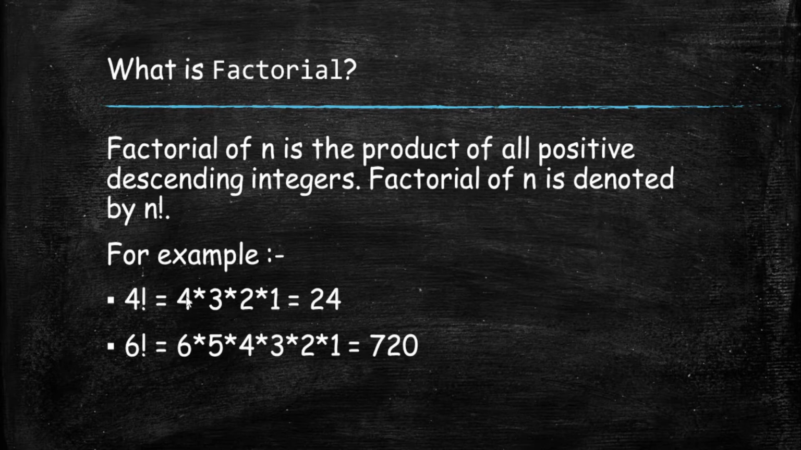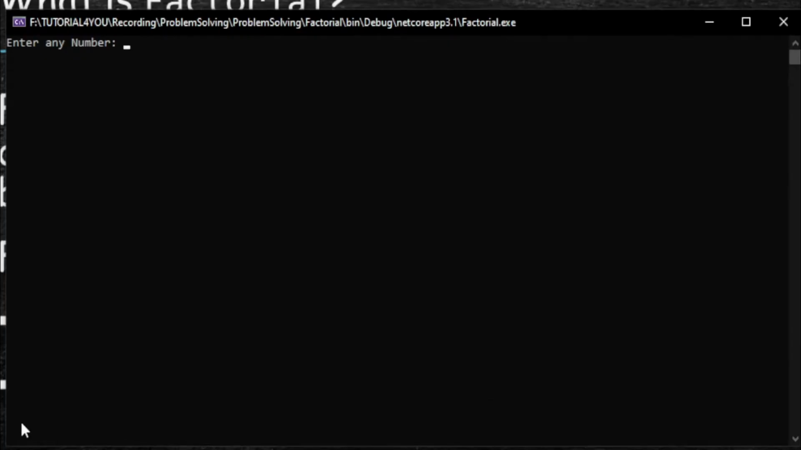Then the factorial of 6 is 720. So this is factorial. So let's look at this program in action. The factorial of 6 will give us 720. The factorial of 4 will give us 24.